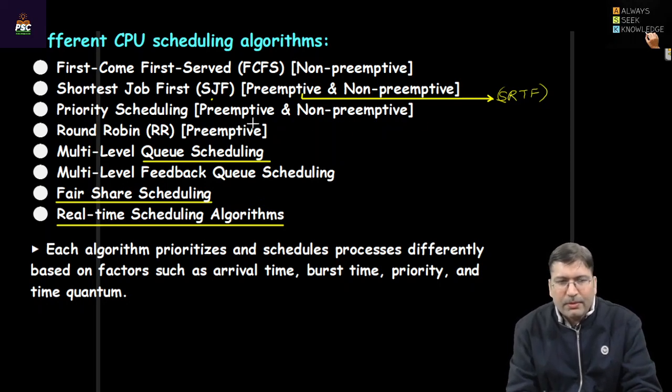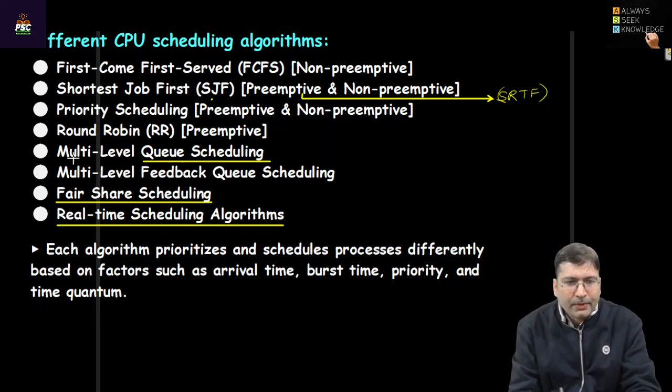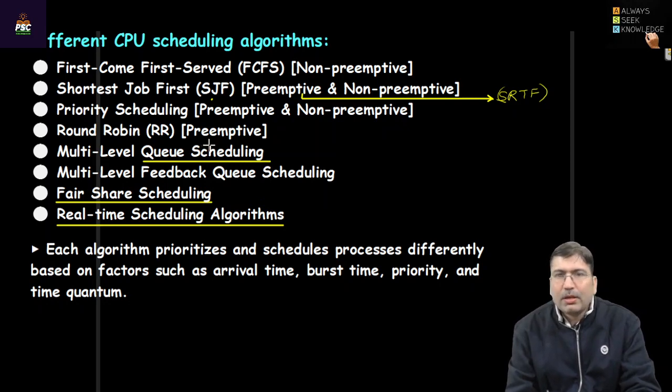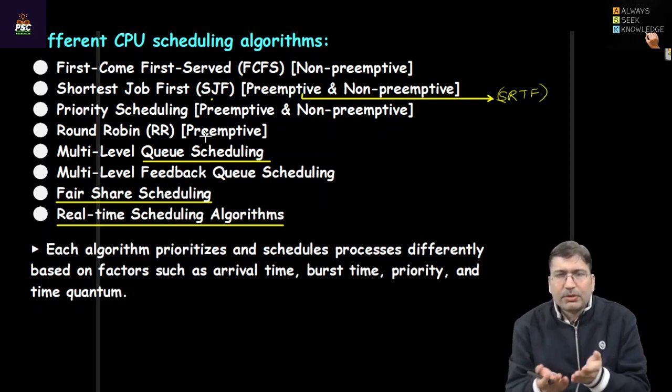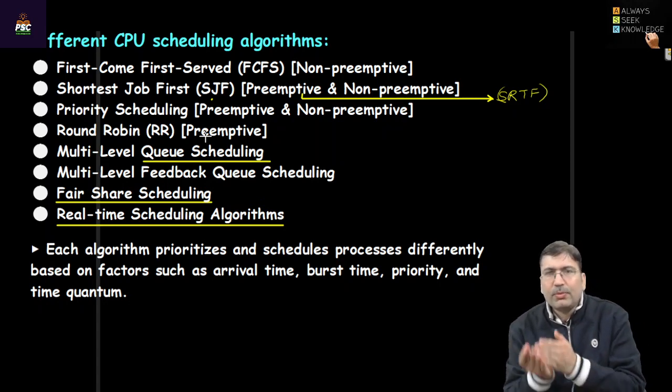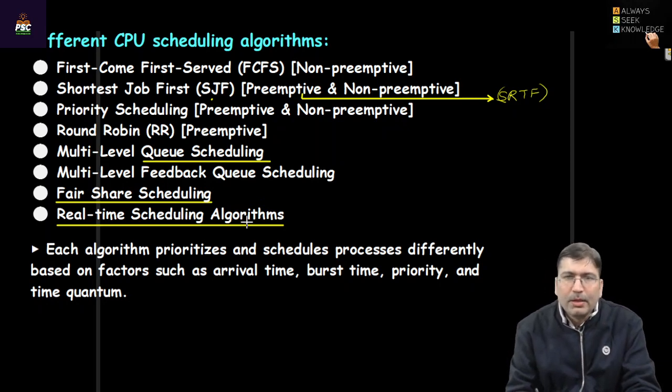Then priority scheduling. In priority scheduling also, there are two types we can implement: preemptive priority and non-preemptive priority. So based on the priority, the preferences will be given. Then round robin scheduling. In round robin scheduling, the processes will arrive in the ready queue. Whatever the processes will be in the ready queue, the CPU will be allocated in a circular manner for a certain duration of time, right?